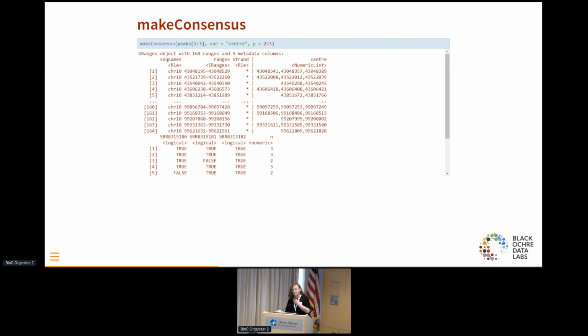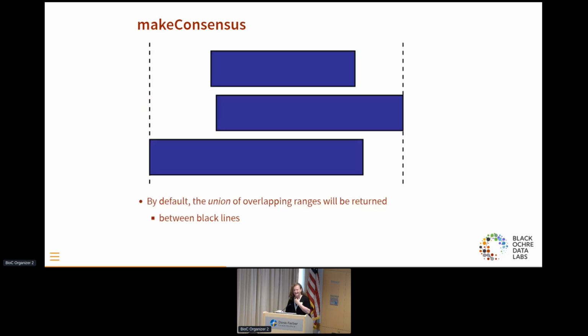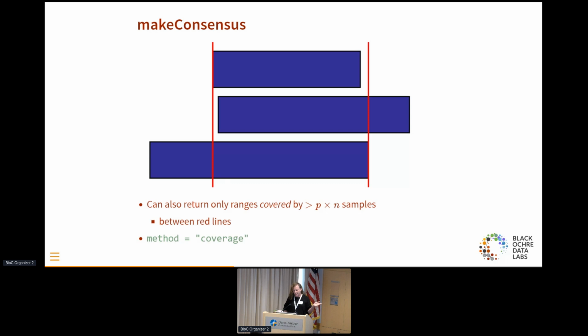Yeah. So how are you actually making the consensus peaks? So like, what's the algorithm? Okay. Here's one I prepared earlier. The default is to just have the union of ranges. So here's 3 overlapping ranges, which I've made up. And so by default, you would do the union. But if you set method equals coverage, you can return only the region covered by 2 out of the 3 replicates. Yeah. What happens if you have like 2 peaks in one sample overlapping 1 peak in another?